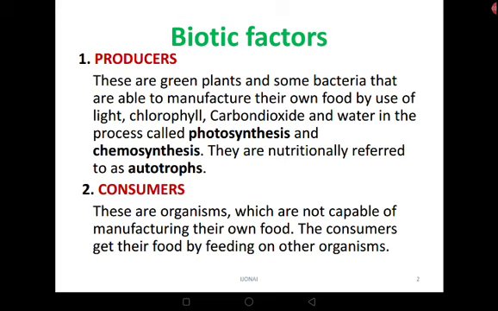So members, we have majorly two biotic categories or factors. We have the producers. These are organisms that are able to produce their own food, to synthesize their own food. And then we have the consumers. These ones are not able to synthesize their own food. Therefore, they get food from other organisms by consuming them or consuming tissues of those organisms.